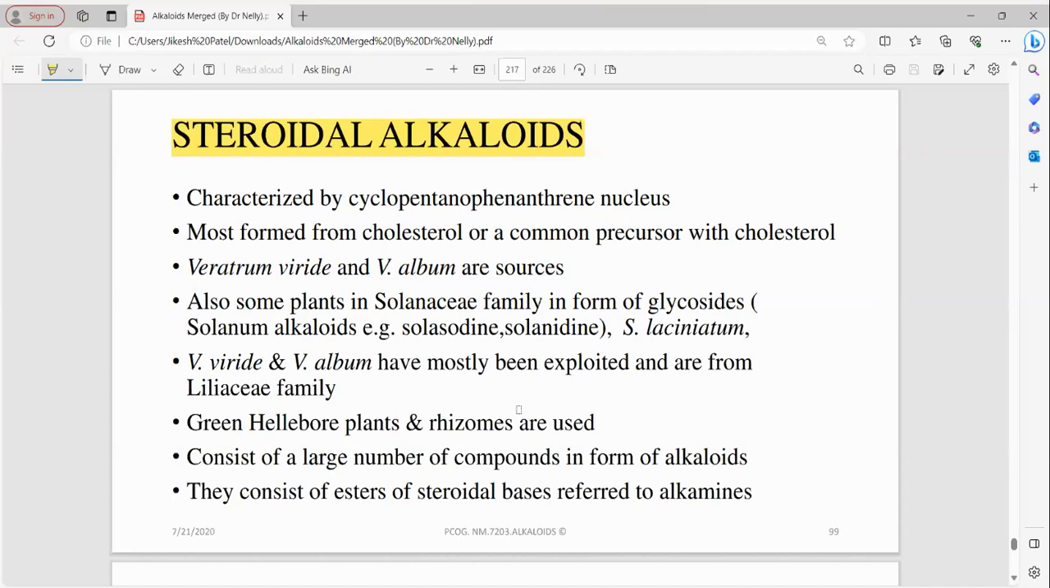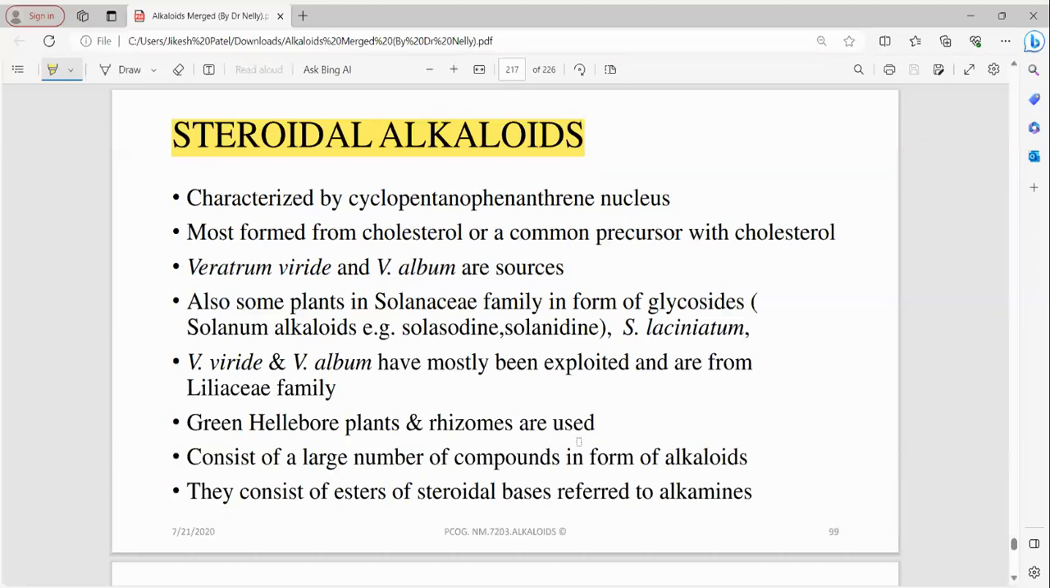To know that they exist: the steroidal alkaloids exist. A very good example of where they exist is in the Solanaceae family, where they exist majorly in the form of glycoside.